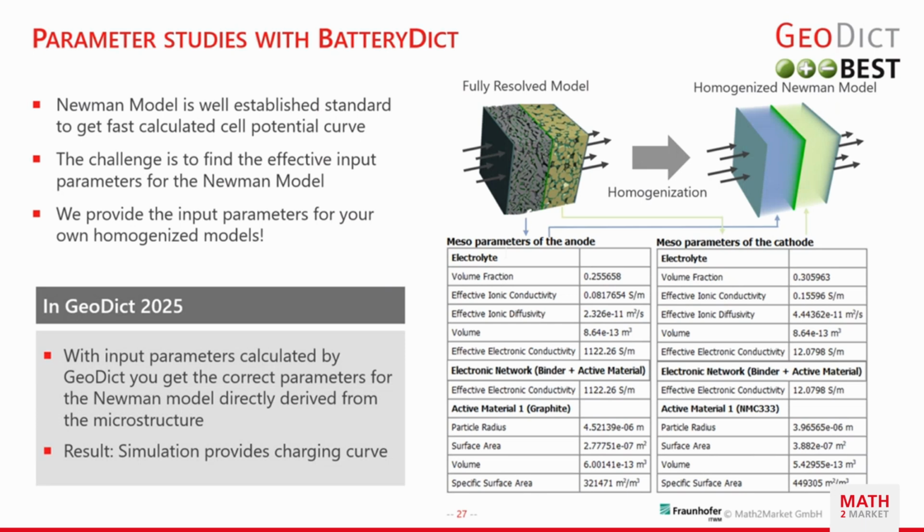But of course, you could also take the effective parameters that are calculated. And if you have your own in-house Newman model with some adjustments, then you can also use these parameters calculated from BatteryDict. And this is a good way if you want to test many different microstructures, then you can do parameter studies. You get very fast the charging curves. And if you have one microstructure that looks very interesting in the homogenized model and you want to know more about it, then you can do a fully resolved simulation on that microstructure.